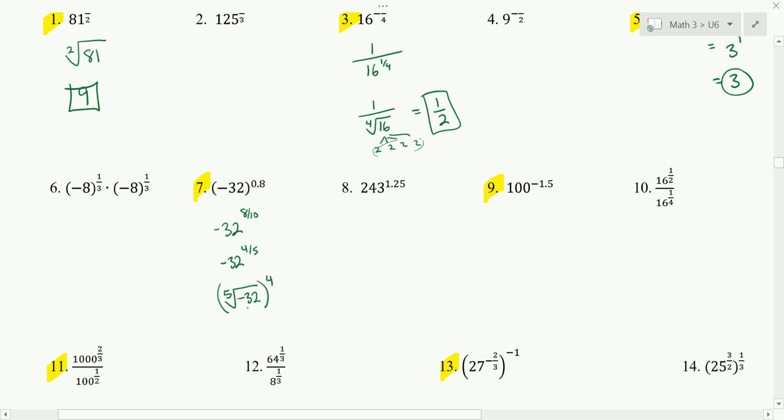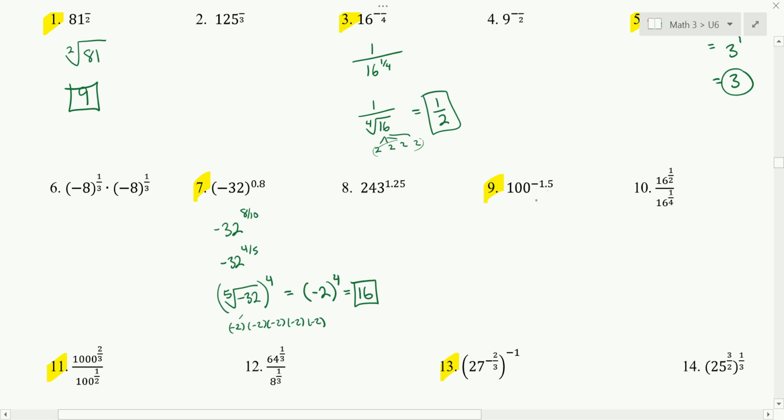And 32 is a perfect number raised to the 5th power. It's negative 2 to the 5th power. If we break this down, take a look here. If you try it, negative 2 times negative 2 times negative 2 times negative 2 times negative 2, you end up with negative 32. So this is equivalent to negative 2, still to the 4th power. And negative 2 times negative 2 times negative 2 times negative 2, or negative 2 to the 4th power, is going to be positive 16 for an answer.